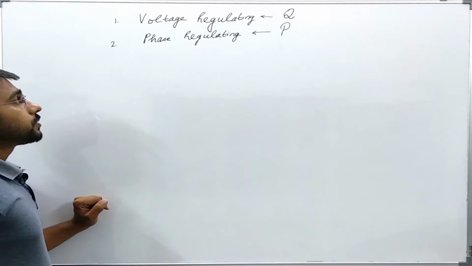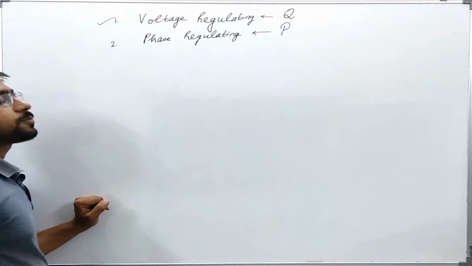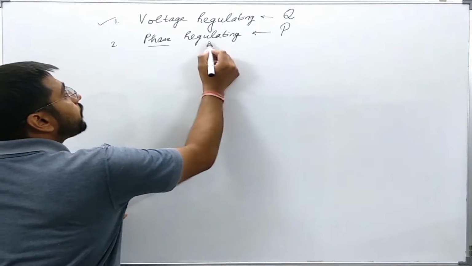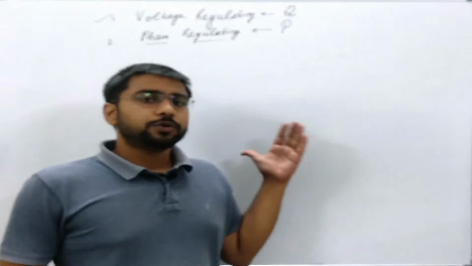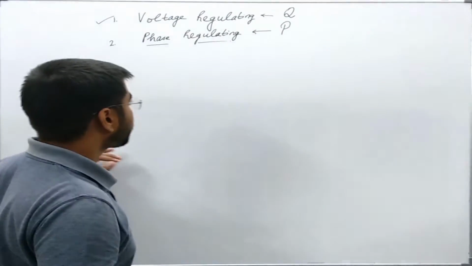Okay. So this voltage regulating transformer can be easily explained mathematically using a real transformer ratio. However, this phase regulating transformer is usually explained mathematically using a complex transformation ratio. Now let us see how.